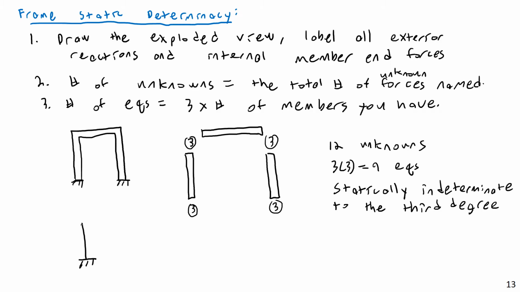A fixed support here. Maybe a pin connection here. A beam. A pin connection here, and then down here we have a pin support. Now I'm just going to draw this as line elements.